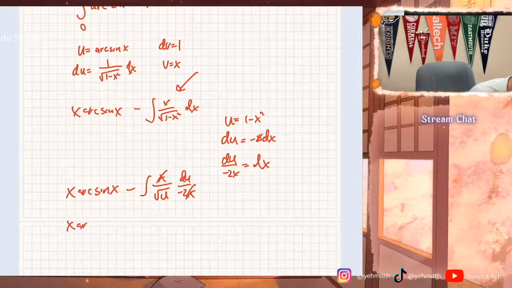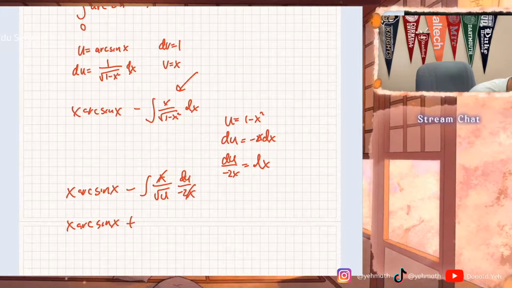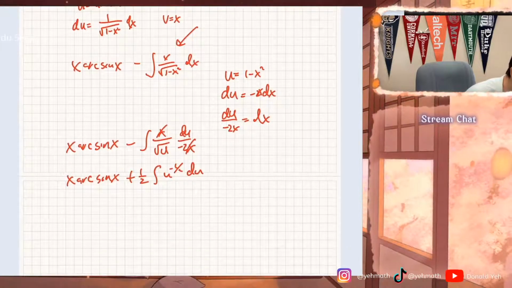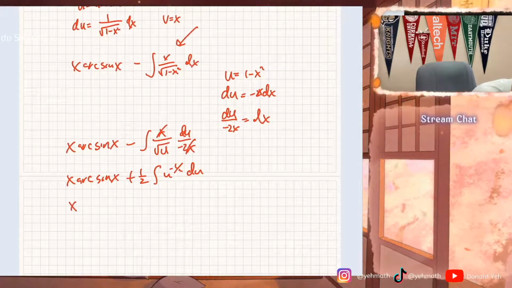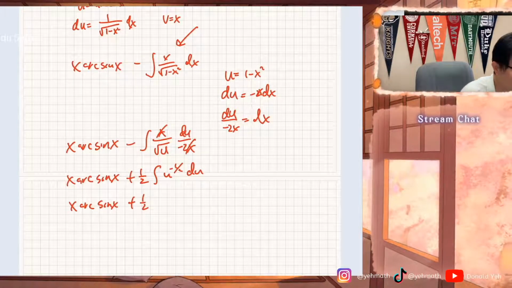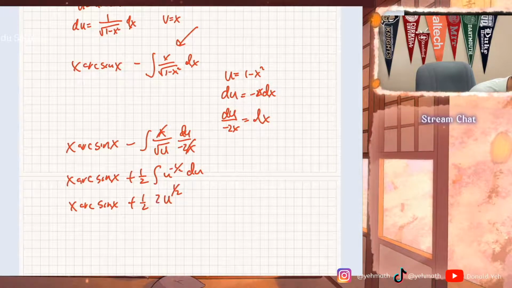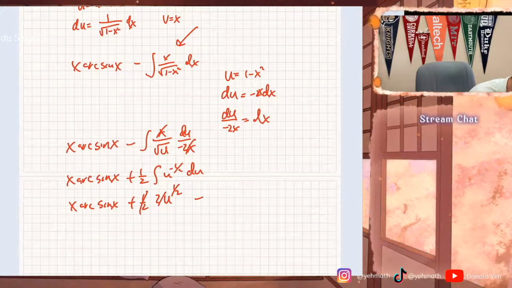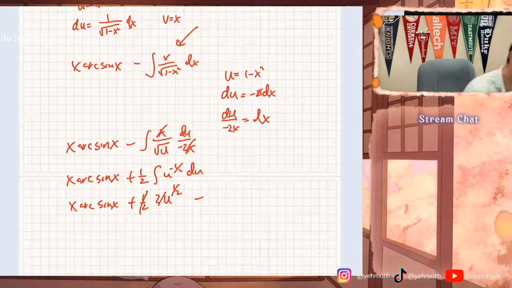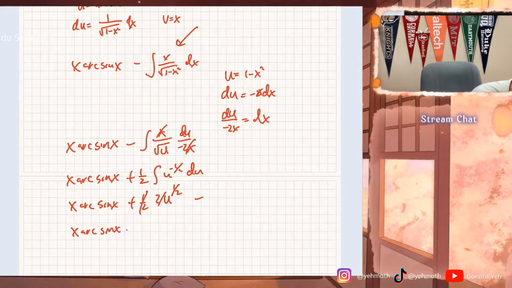So it'll be x arc sine of x plus 1/2 of integration u to the negative half du. What is u to the negative 1/2? It's going to be u to the 1/2 times 2, right? So they will cancel out. Why do you get the plus 1/2 out in front? Because it's a negative integral, and once you bring the 1 over negative 2 out, it becomes positive.